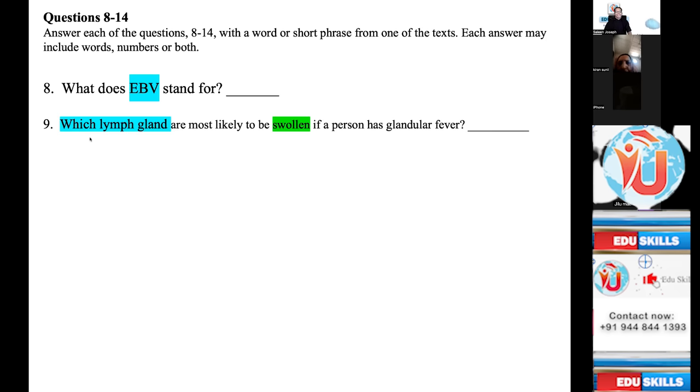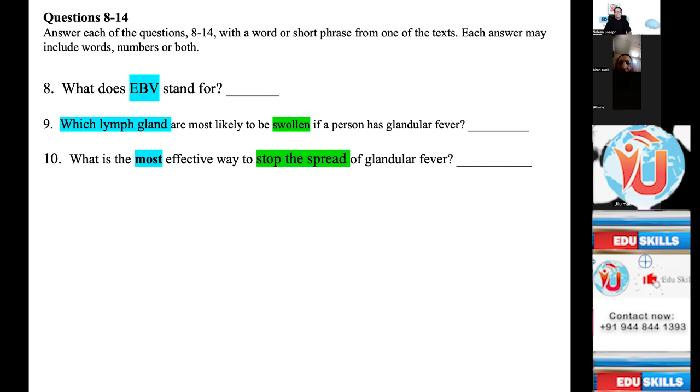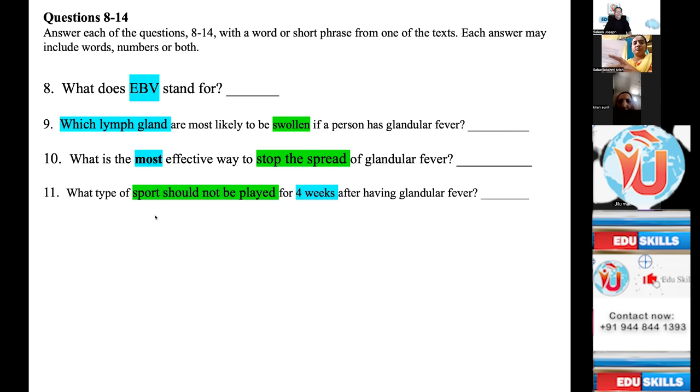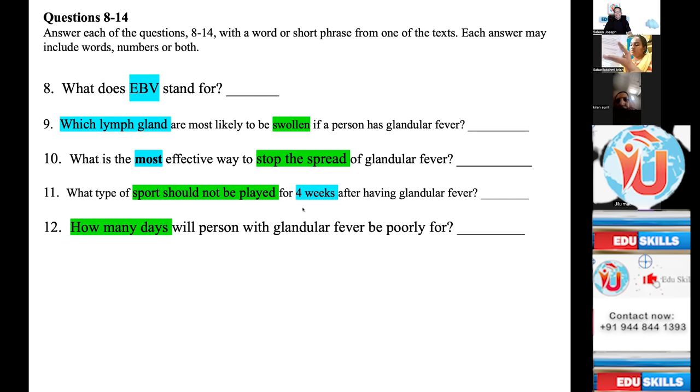Now let's go to the ones that do not match the text, but still you have to practice this way. Look into 1 to 20 and try to identify where you have it in which text. Now EBV, what does EBV stand for? Epstein-Barr virus. Yes. Which lymph gland is most likely to be swollen if a person has glandular fever? Diagnosis. You have a doubt. We'll come back to it. Don't worry. What is the most effective way to stop the spread of glandular fever? Prevention. Yeah, exactly. What type of sport should not be played for 4 weeks after having glandular fever? Prevention. Okay, you have a doubt.